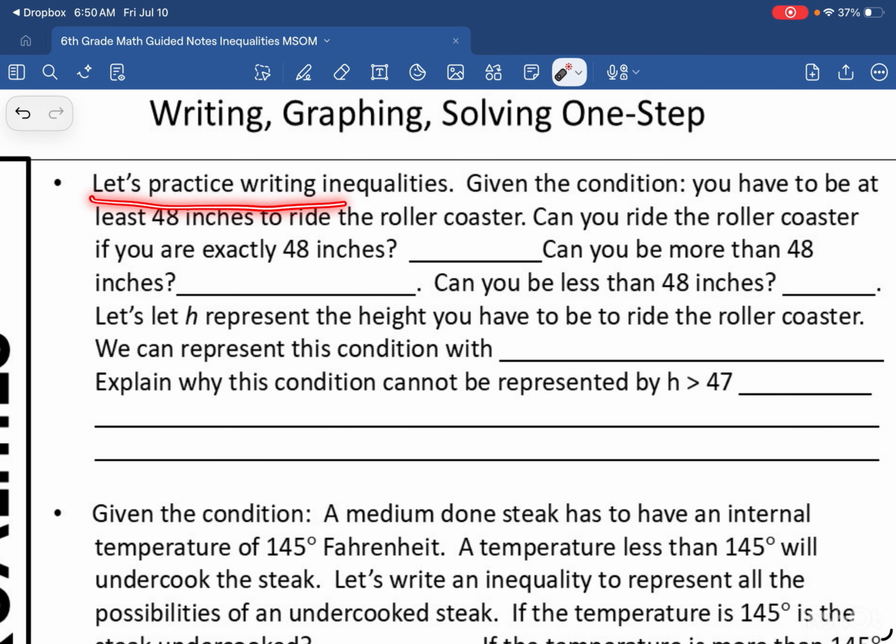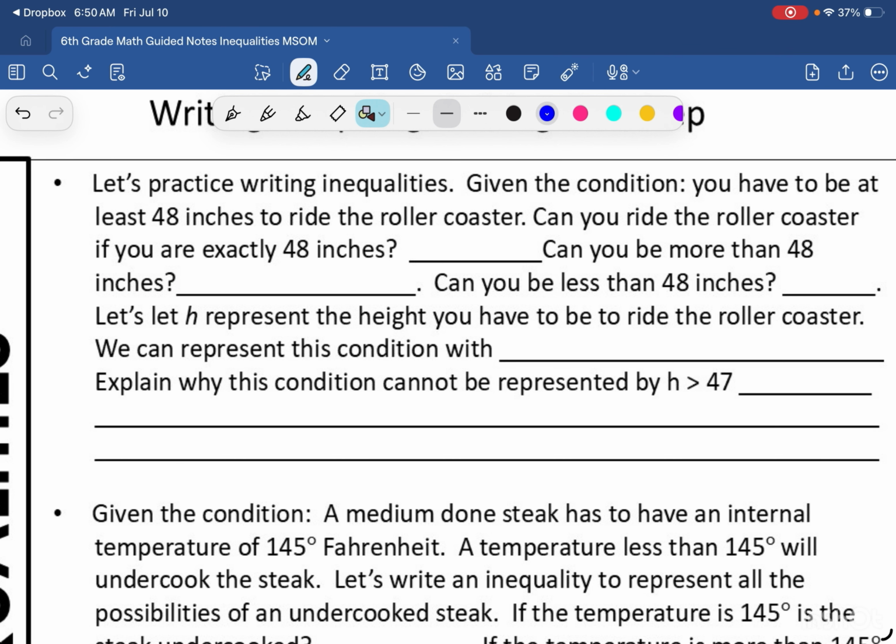Let's practice writing inequalities. Given the condition, you have to be at least 48 inches to ride the roller coaster. Can you ride the roller coaster if you are exactly 48 inches? Yes, because it says at least. Can you be more than 48 inches? Yes. You have to be at least 48 inches, meaning you can be greater than 48 inches.